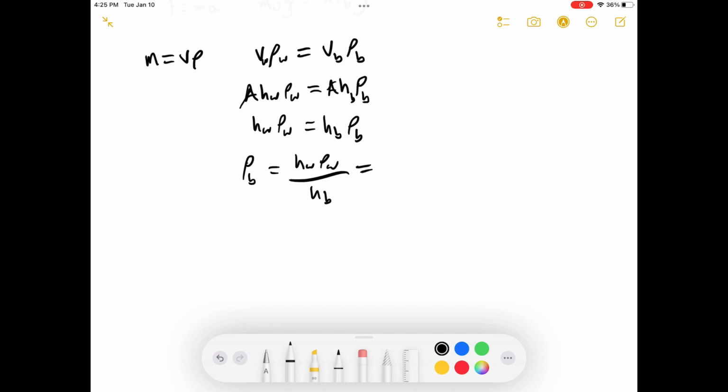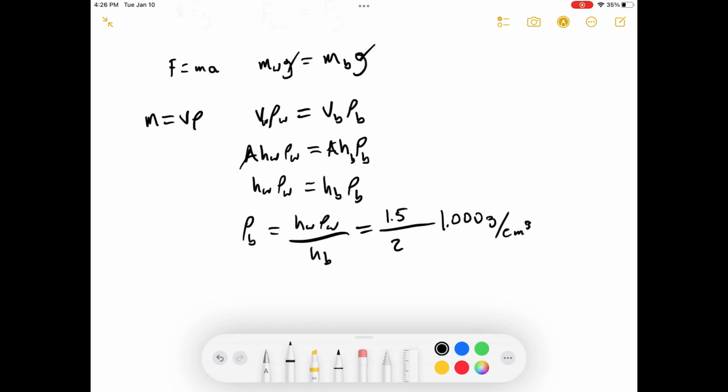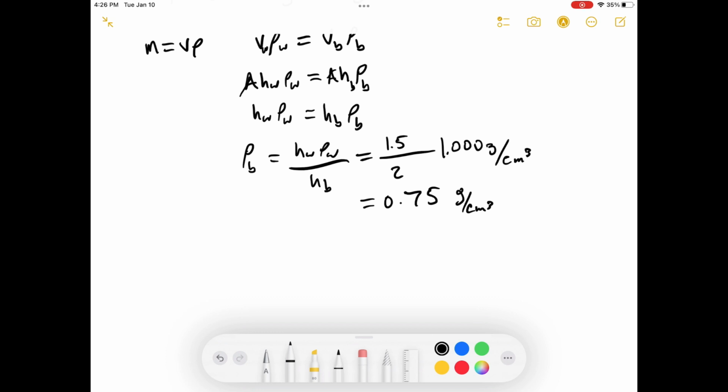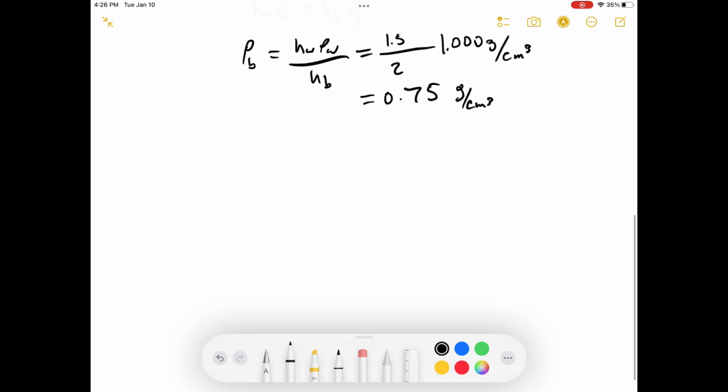Okay, so now let's substitute in all of our numbers here and solve for what that is. Okay, so that equals 0.75 grams per centimeter cubed. All right, so that's the density of the block. Now let's do the density of the solution. It's an aqueous solution.